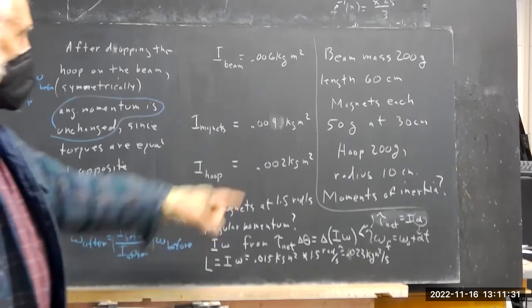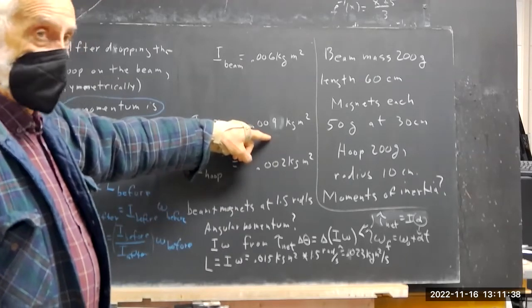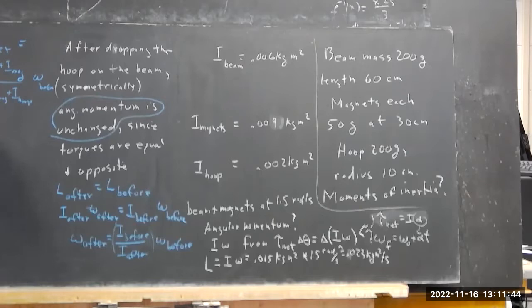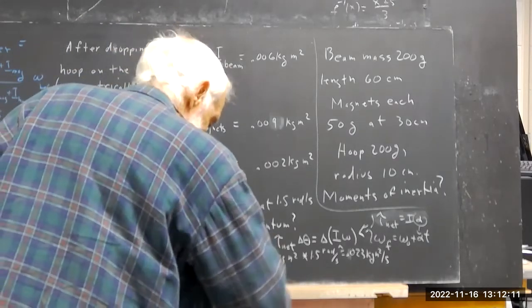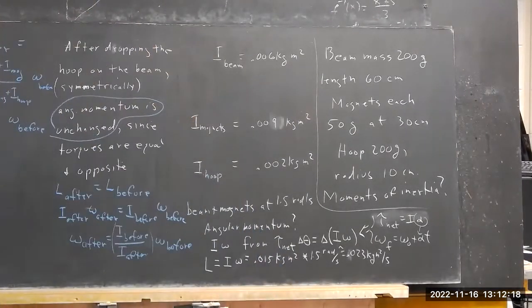Well, if I add these up, these two add up to 0.015 kilogram meter squared. These three add up to 0.017. So in this case, it's safe to write these without units because they have the same units and you're dividing them. Probably best to go ahead and write out the units in one step and then discard them in the next. And of course we have omega before, and we've got a number for that. I should have used that number instead of a symbol at this point.